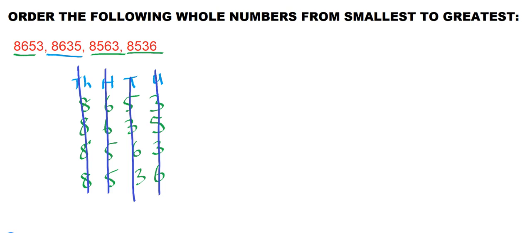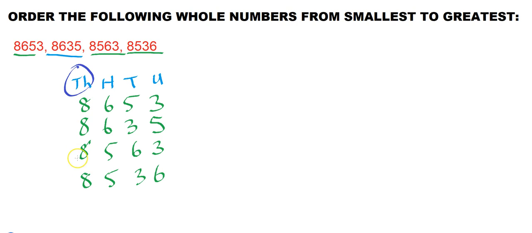From this point, it's basically a case of starting from the leftmost place value, in this case it's the thousands, and just going through each of the digits and seeing which one's the smallest, because we're going from smallest to greatest. So with the thousands, we can see it's 8, 8, 8, 8. So they're all the same, so that actually doesn't help us. But then we just go one place value to the right, in the hundreds, and we're trying to identify the smallest digit, the smallest face value. So we've got a 6 here, a 6 here, and a 5 and a 5.